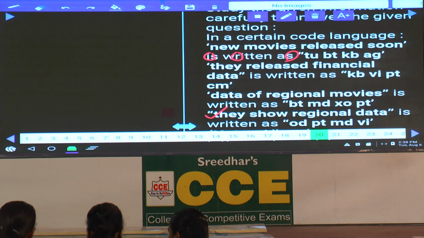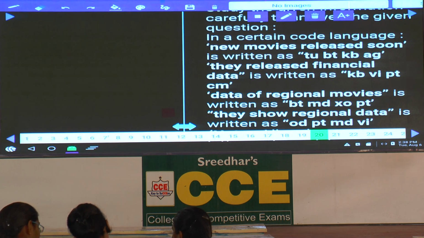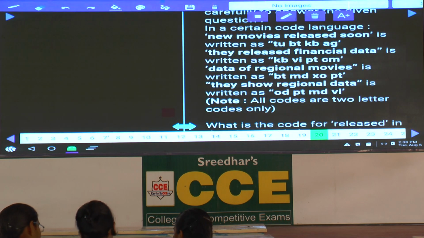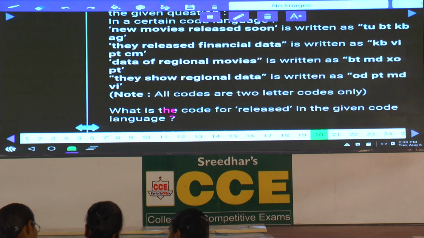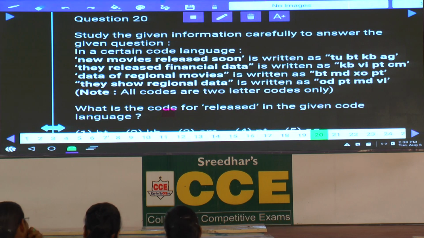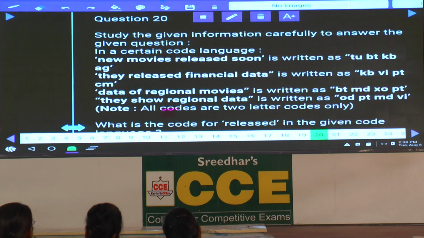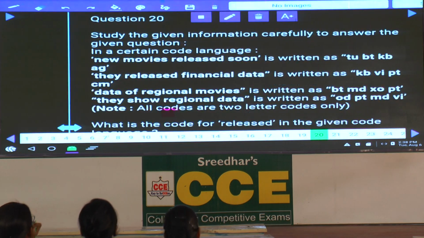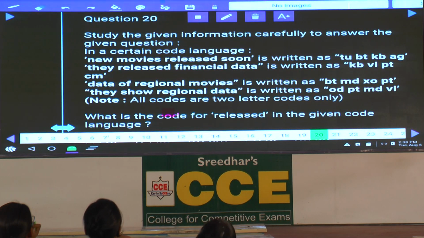Then next one, the 20th. Now in question number 20, questions 20 to 25 are based on coding and decoding. In this coding and decoding, what is the information we have? "New movies released soon" is written as a code. The words and their corresponding codes were given, and we need to identify the words and the codes.